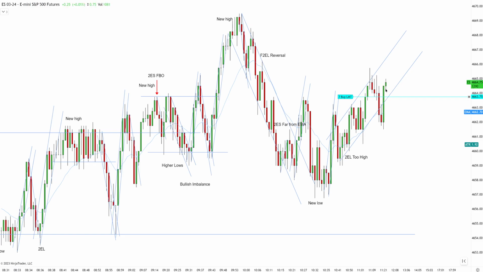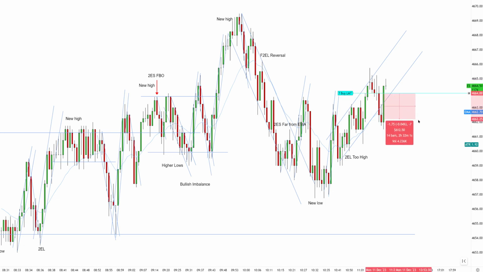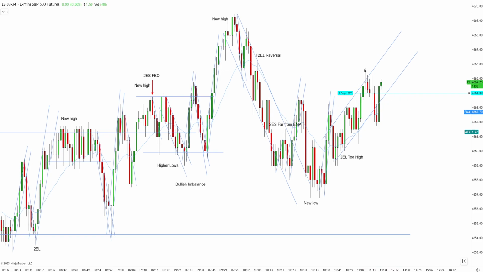So this is what I'm trying to do here because we have a second entry long, spike and a channel needs new high, EMA keeps holding. I may do a little bit like this. How big is the stop loss? Well, not that small, but I really think we're going to push higher and to create the new high here.